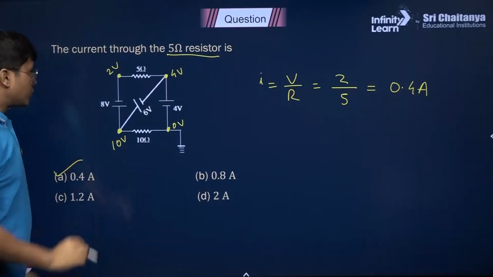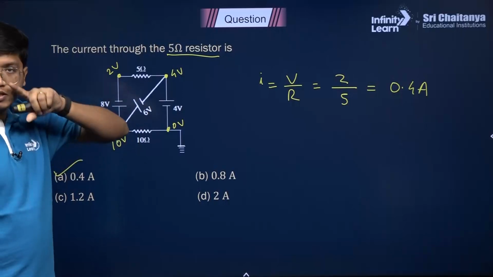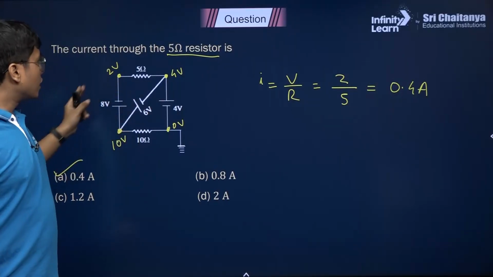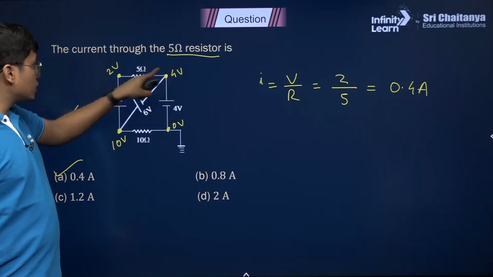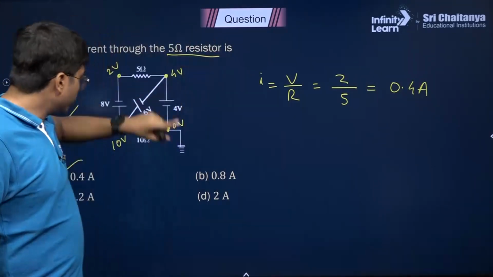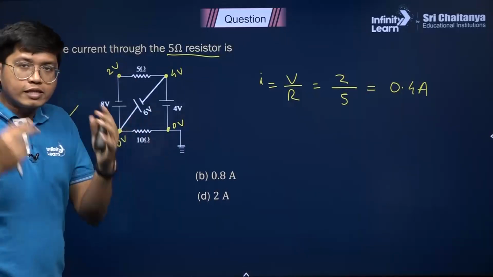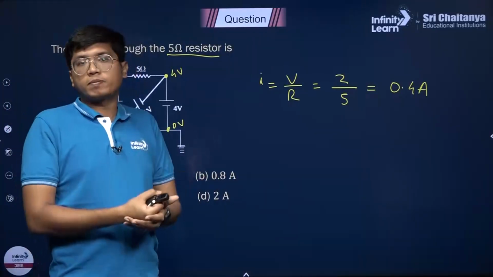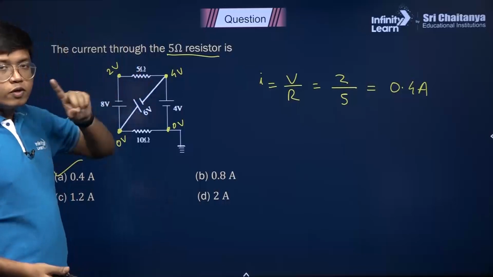0.4 amperes. So see how quickly we were able to solve this. If I wanted to do it with Kirchhoff's rule, I would have to write the equation for this, write the equation for another one, then solve it. It's a long process. But I keep telling you, figuring this trick out will only come with practice.